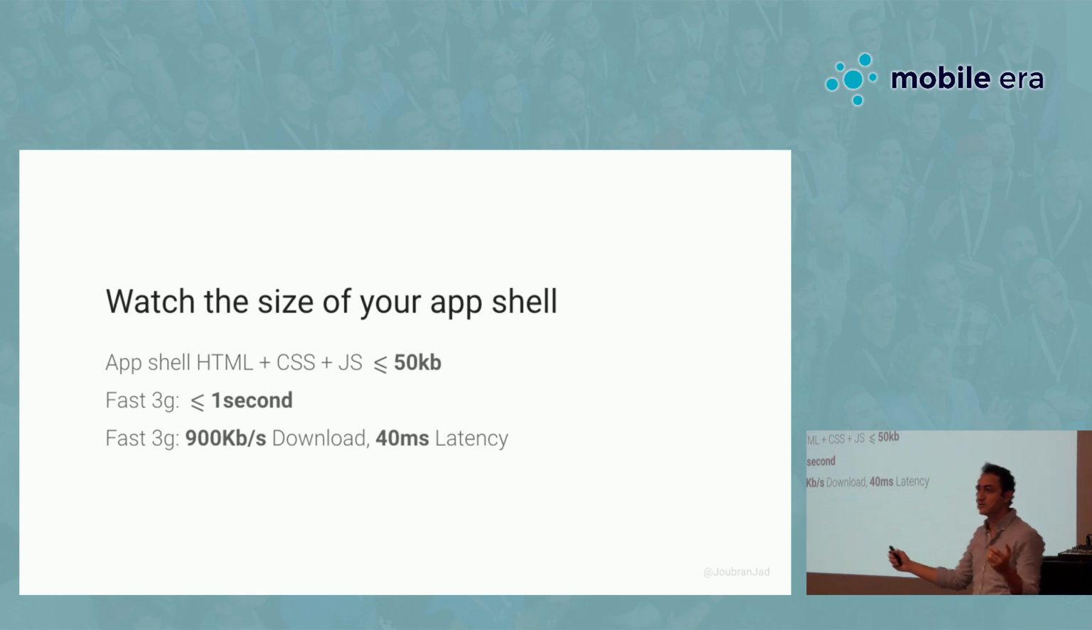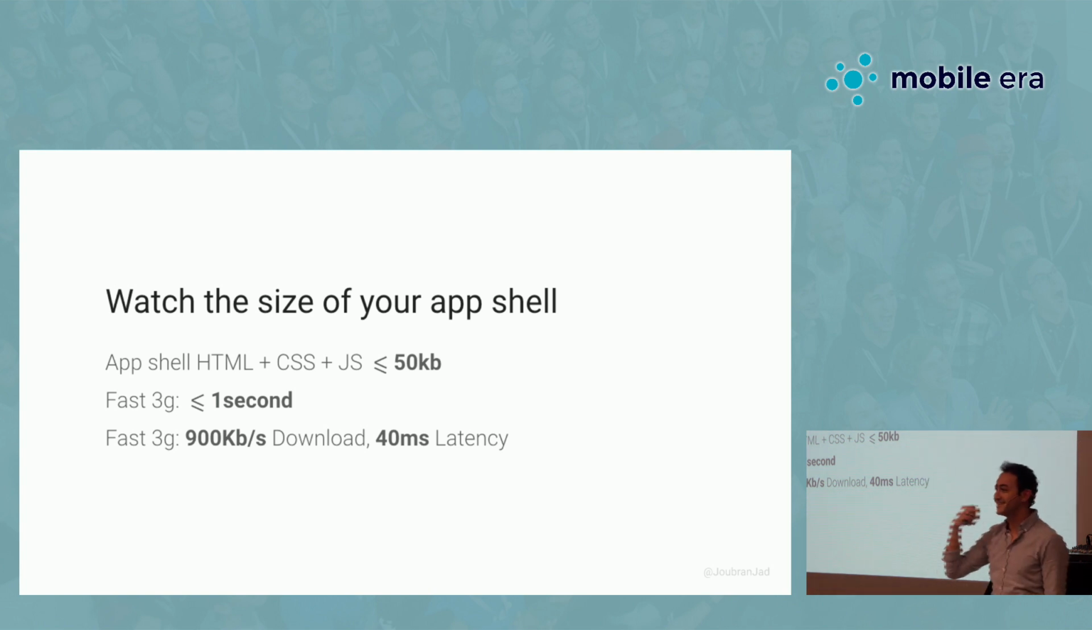Most of the websites on the internet don't factor in latency, but latency is there on fast 3G. So if you remove latency, you can download like a megabyte in a second, but that's not the case. You can download around 50 kilobytes a second on fast 3G. Now, who thought it was weird to put the scripts in the app shell?